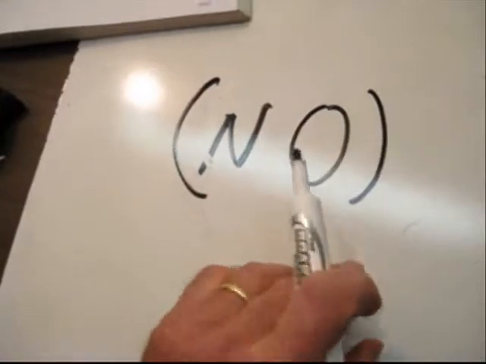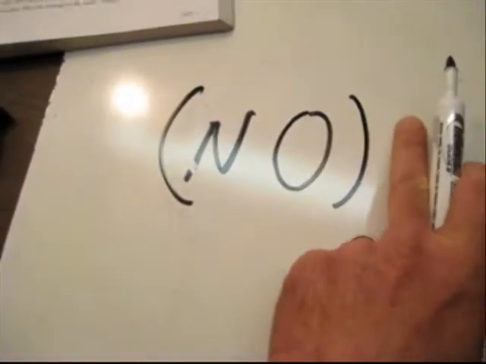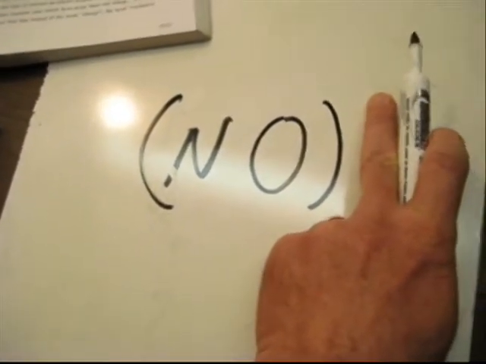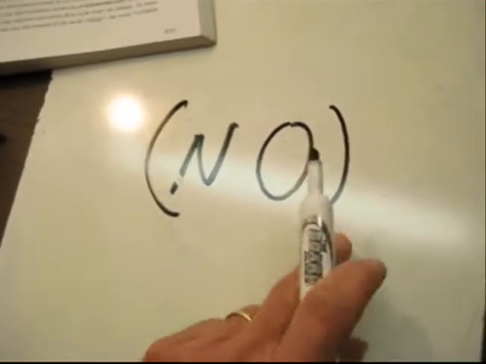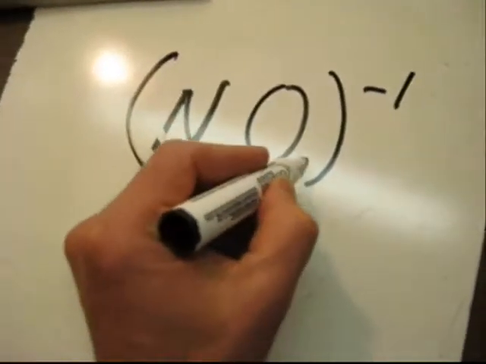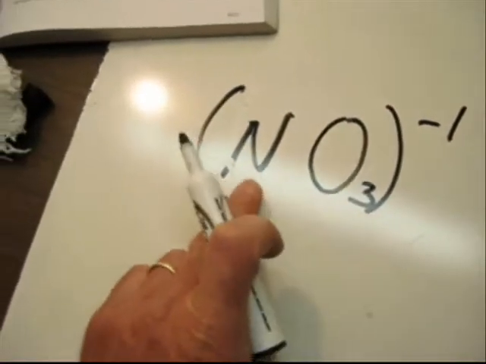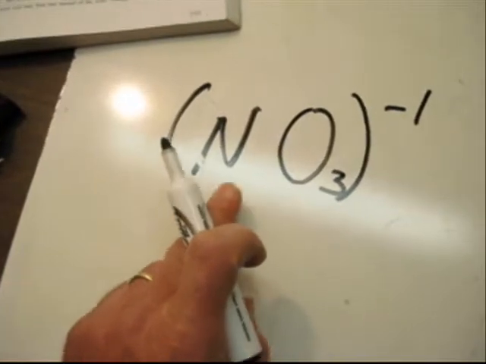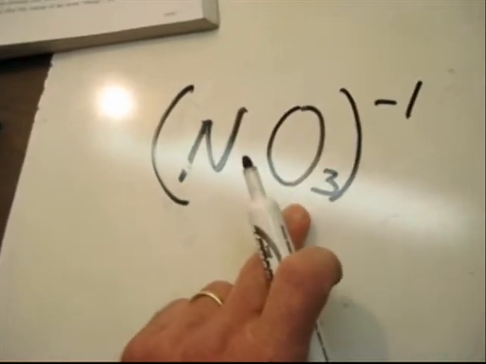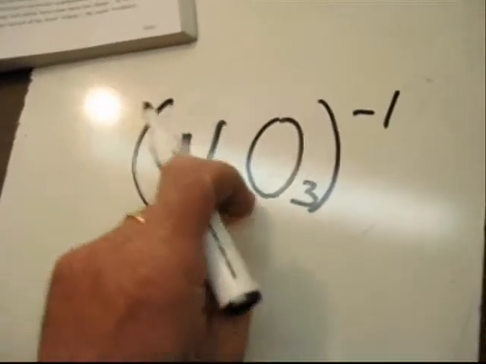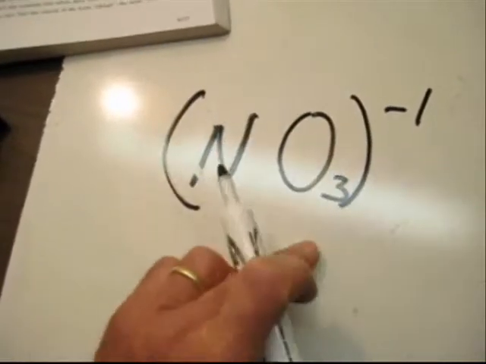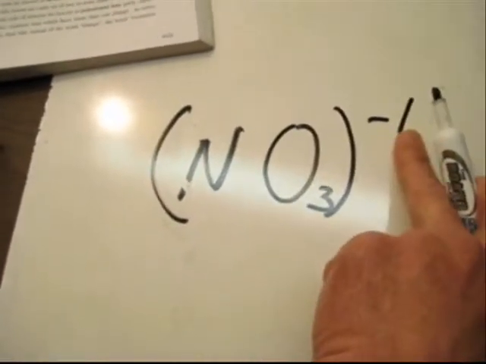We have parentheses, and then the charge that the ion has is always written on the outside of the parentheses. So in this case, nitrate has a -1 charge, and to make it complete here, we'll indicate that it does have 3 oxygen atoms for every 1 nitrogen atom. So nitrate, the polyatomic ion nitrate, NO3, written with parentheses, and the charge on the outside.